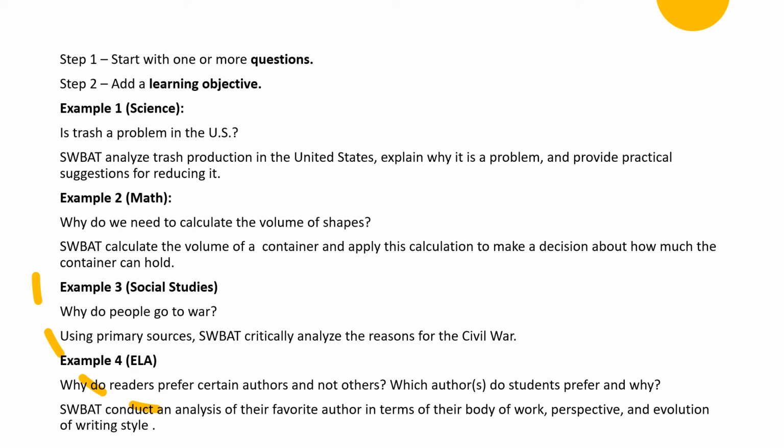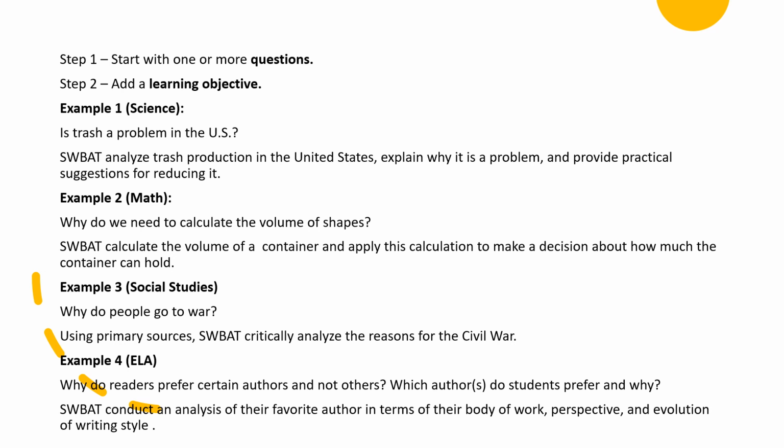Let's look at some other examples from other areas. Step 1 was start with one or more questions. Step 2 is add a learning objective. Suppose in science we wanted to know, is trash a problem in the United States? The matching objective might be, students will be able to analyze trash production in the United States, explain why it is a problem, and provide practical suggestions for reducing it.